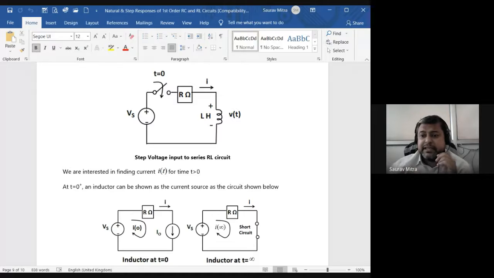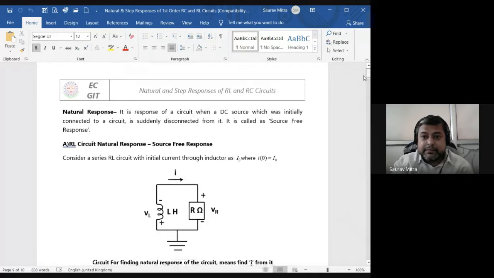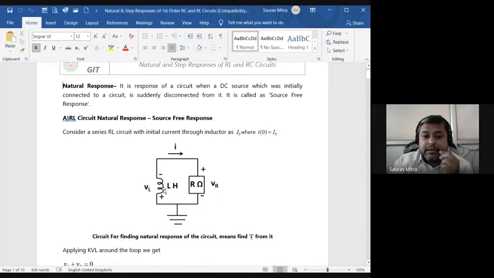If it is an RL circuit, for some time you are connecting the input to it, then after a certain time you are removing the input, and then the circuit looks like this. I will show you now. Is it understandable? L should be on the right, R should be on the left.